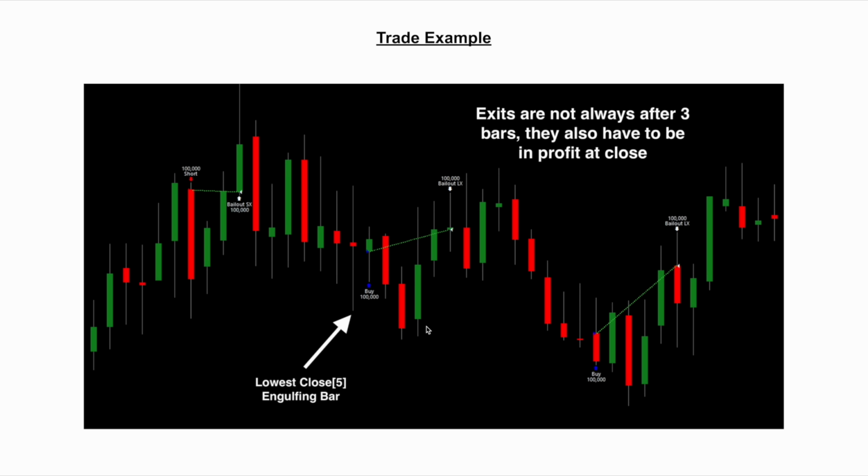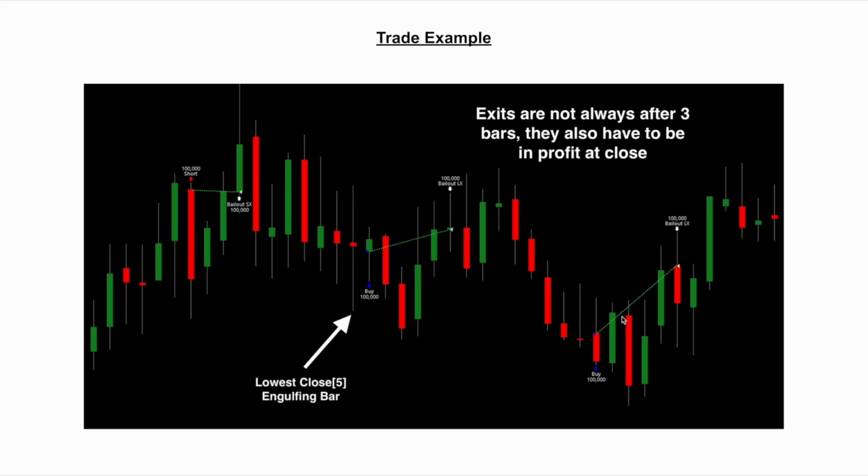So looking at this one here, you can see that we were in the trade more than 3 bars. Here's our entry bar. It's an engulfing bar or outside bar. The close is the lowest close over the last 5 bars. So we've entered the market, and then 1, 2, 3. After 3 bars, we're checking at the close, are we in profit? And we're definitely not in profit, although the market does turn around. The next bar, are we in profit? No, we're not. Next bar, are we in profit? Yes. Finally, we're in profit, so now we can exit. Okay, so we're in the trade longer than 3 bars, but it's always a minimum of 3.